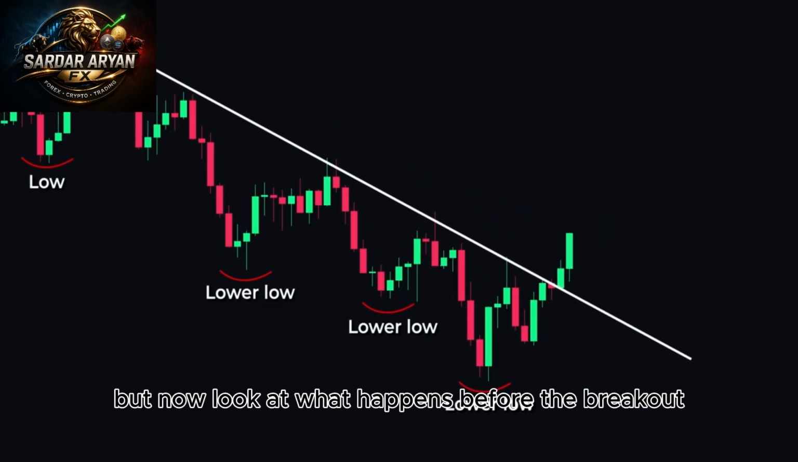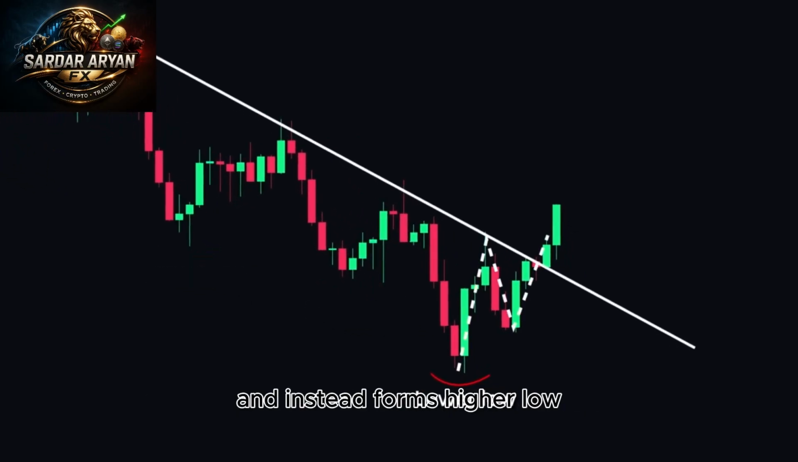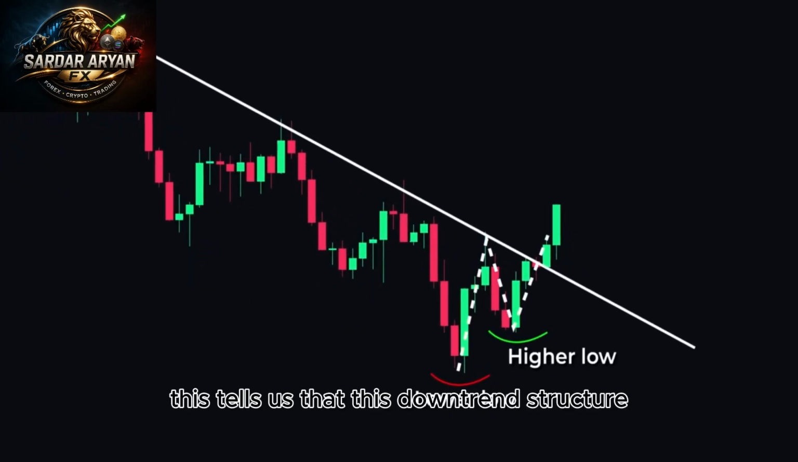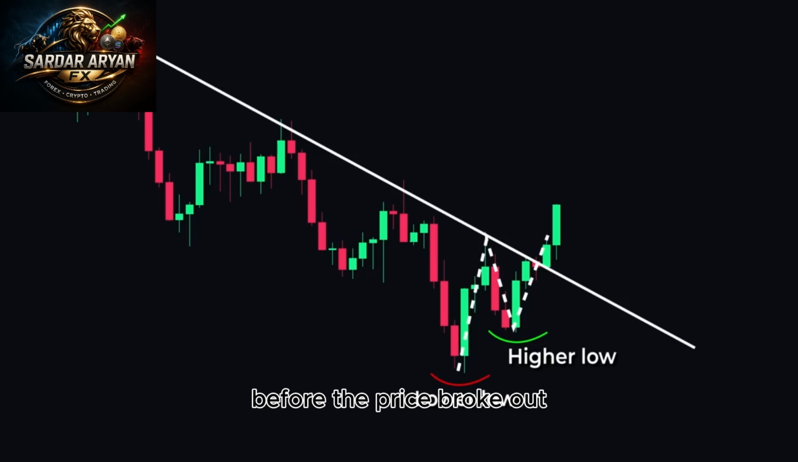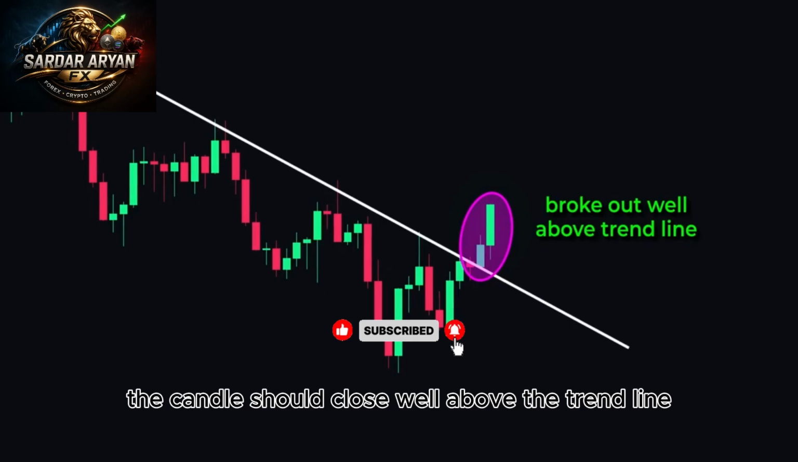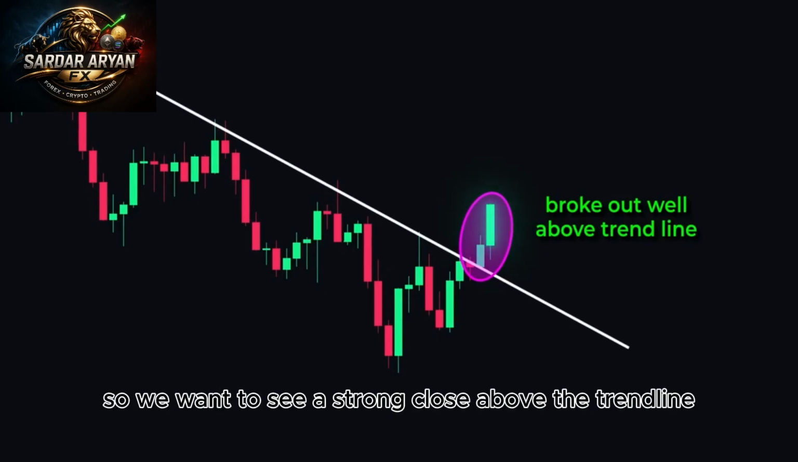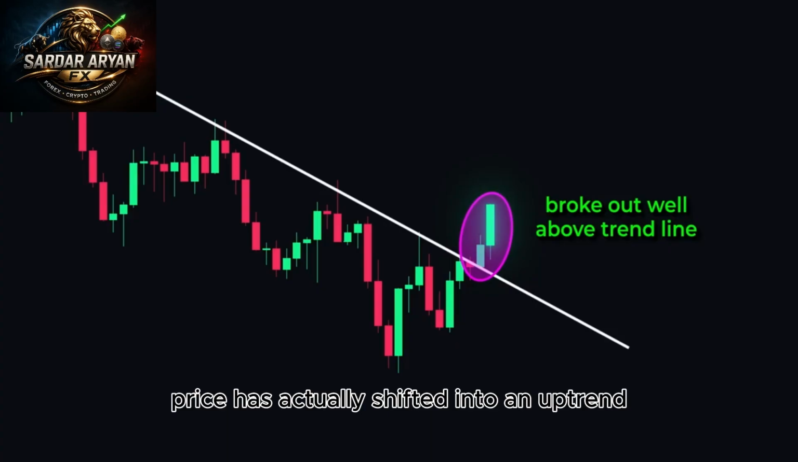But now, look at what happens before the breakout. We notice that price fails to form another lower low and instead forms a higher low. This tells us that this downtrend structure was already getting weaker before the price broke out. Another key confirmation is making sure that when price broke out, the candle should close well above the trend line. Because again, we treat trend lines as zones, so we want to see a strong close above the trend line to confirm that price has actually shifted into an uptrend.